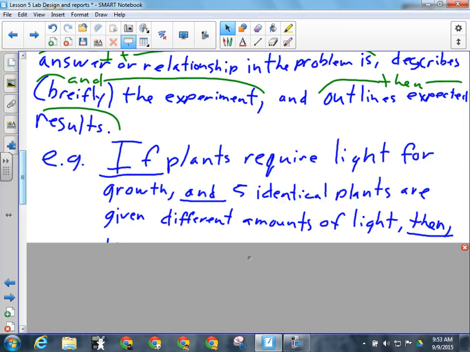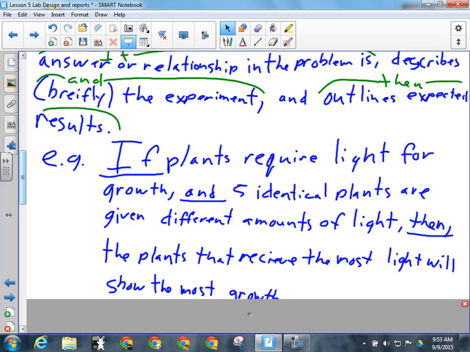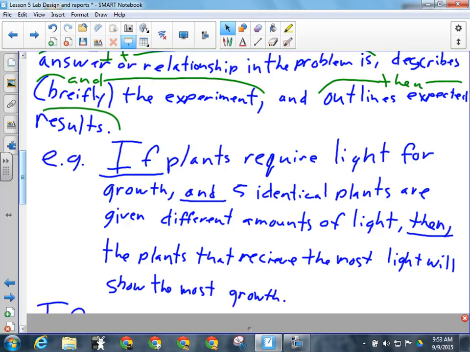If plants require light for growth, so I've said they can't grow without it. That's the if part. Plants require it for growth. And 5 identical plants are given different amounts of light. That's a brief description of my experiment. I'm going to do 5 plants. They're all going to get different amounts of light. I'm not saying how much light, just different amounts. Then the plants that receive the most light will show the most growth.